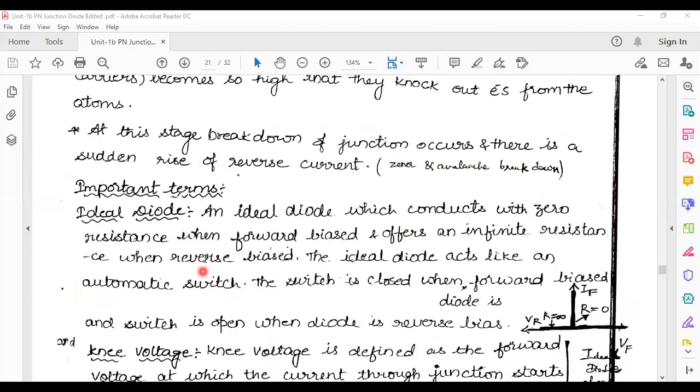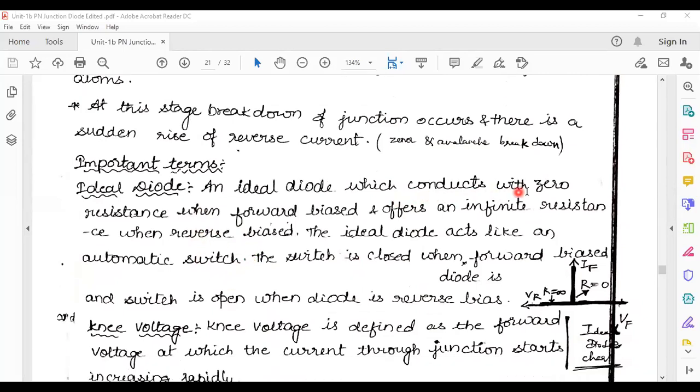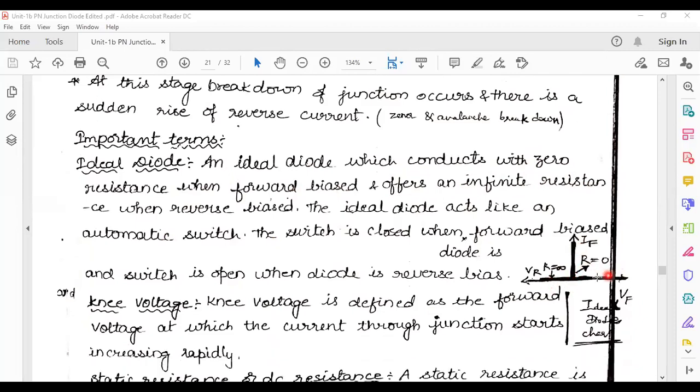Normally an ideal diode conducts with zero resistance when forward biased and offers infinite resistance when reverse biased. This is the ideal characteristic of the PN junction diode. In the forward direction it is providing zero resistance, R is equal to 0. Here the flow of current is maximum, that is, the forward current is maximum. This dark line is given here, where the maximum flow of current will take place.